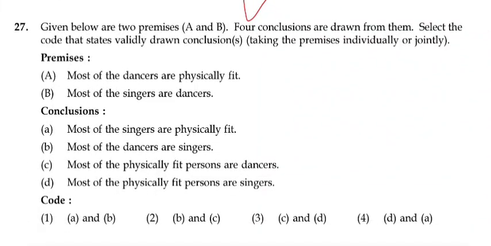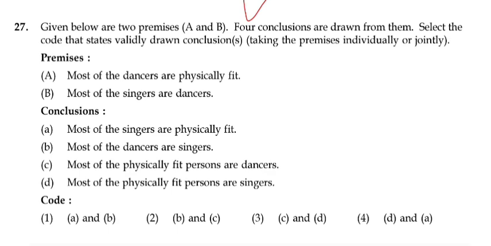Number 27. Given below are two premises A and B. Four conclusions are drawn from them. Select the code that states validly drawn conclusions, taking the premises individually or jointly. Premises: A, most of the dancers are physically fit. B, most of the singers are dancers. Conclusions: A, most of the singers are physically fit. B, most of the dancers are singers. C, most of the physically fit persons are dancers. D, most of the physically fit persons are singers.